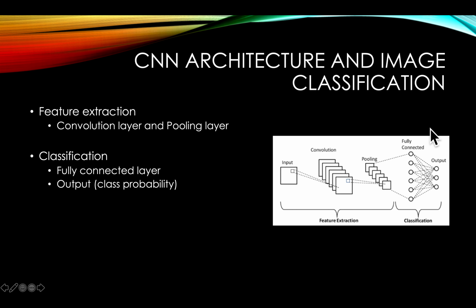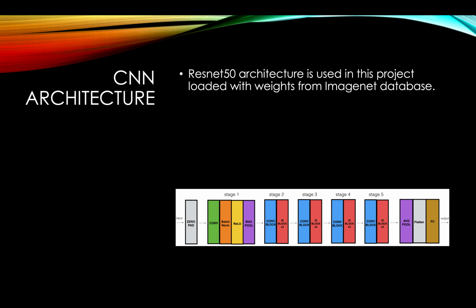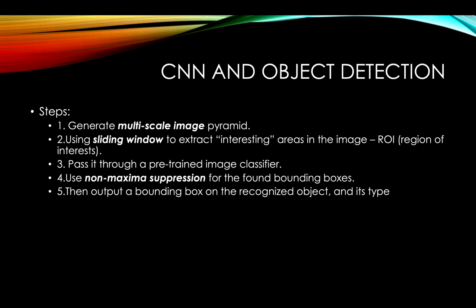CNN architecture and image classification, we can see a simple diagram of how CNN works. This is a VGG16 CNN network by Google. In this project, I'm going to use ResNet 50 because it works a lot better than VGG16 and is pre-trained, loaded with all the weights that have been trained on about 1 million images on ImageNet database.